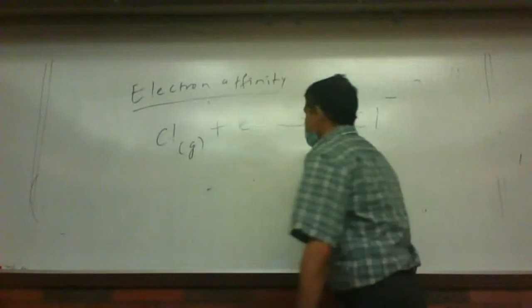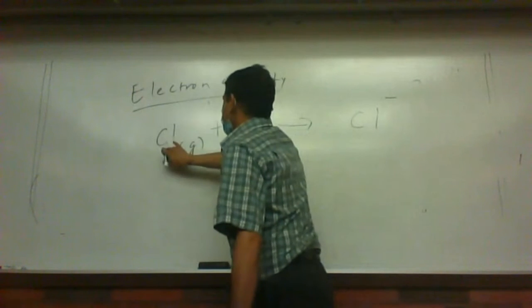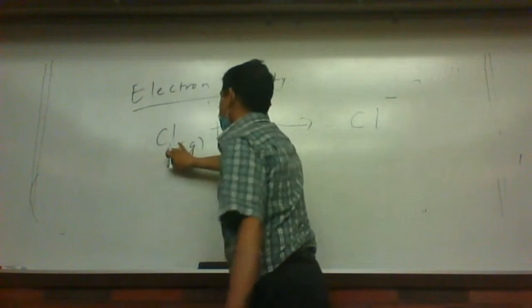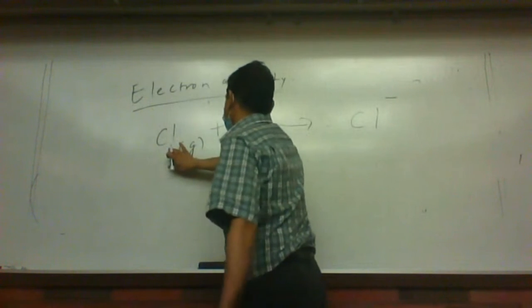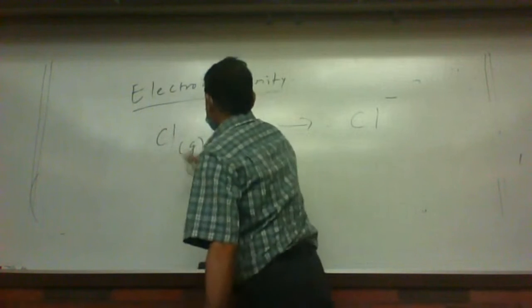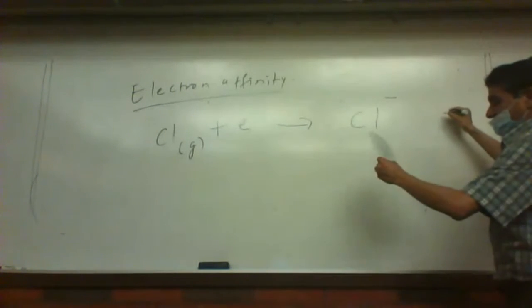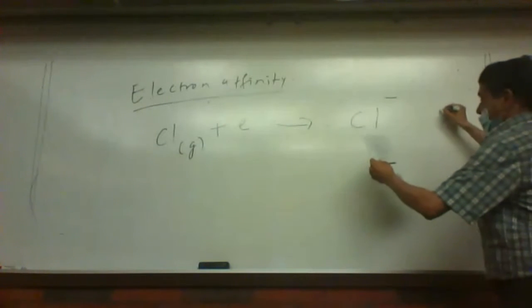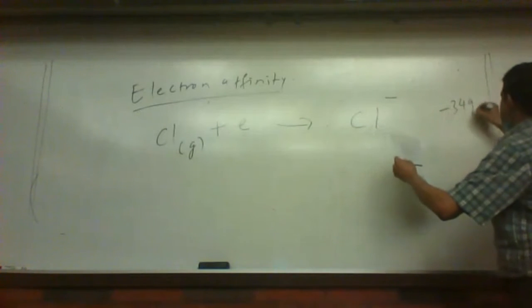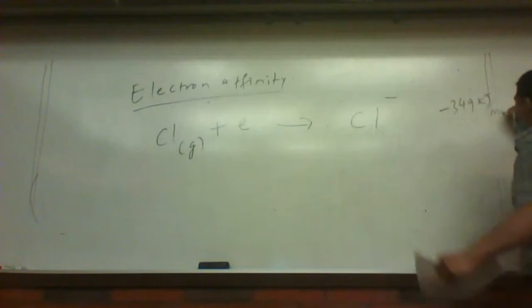Now, in this case, we have a gaseous atom. It is in the ground state, meaning that it has not absorbed any energy previously. Now, I want to put one electron from outside there, and I want to measure how much energy is released. That amount of energy is minus 349 kilojoule per mole.